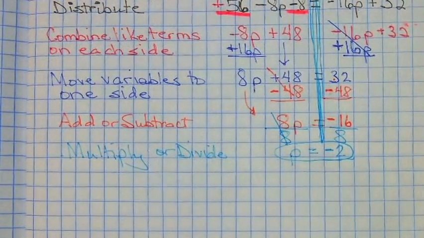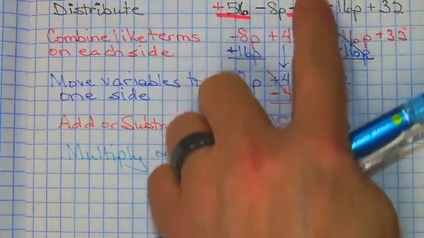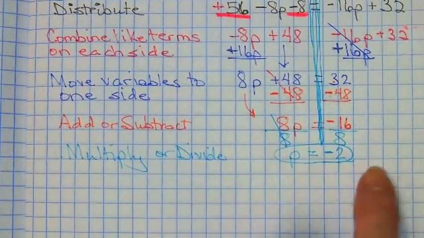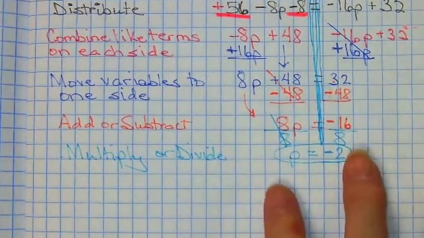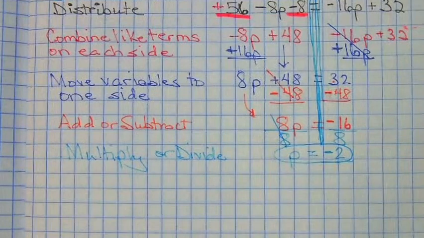This is why we draw the river. This is why we circle the answer. There's a lot going on here. That's one problem.